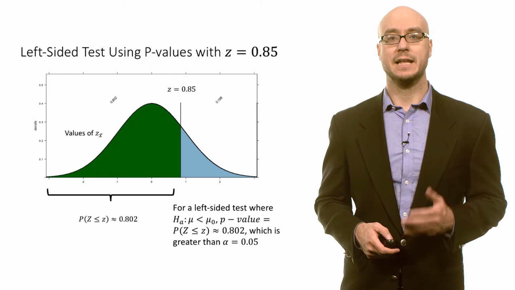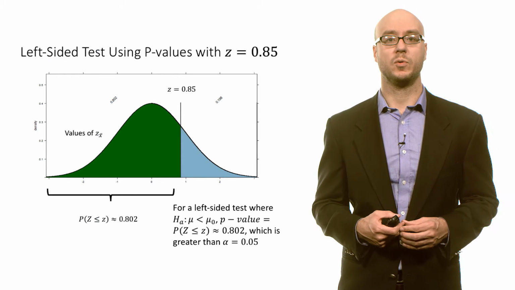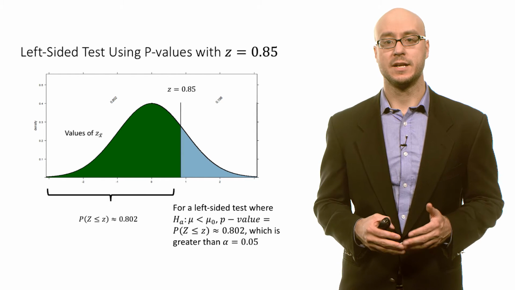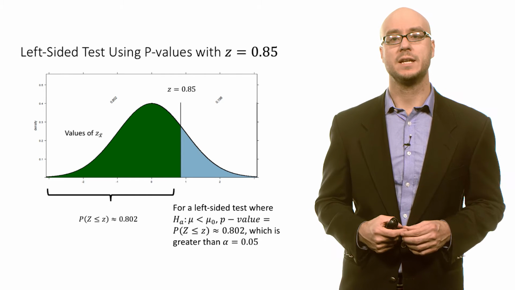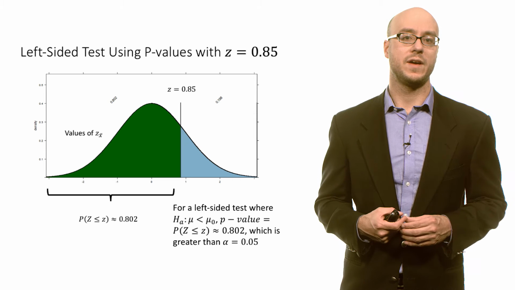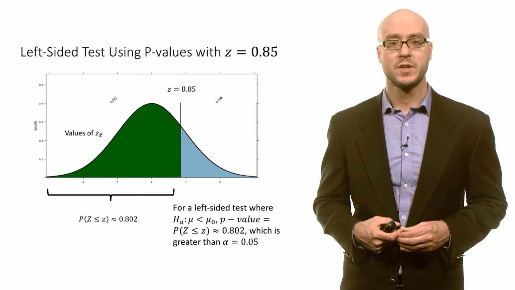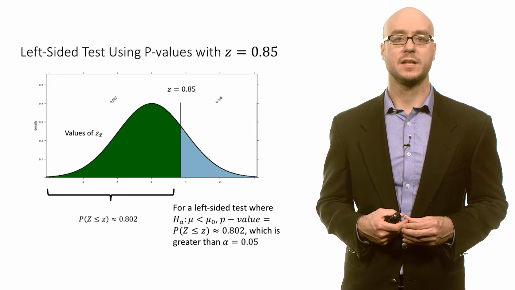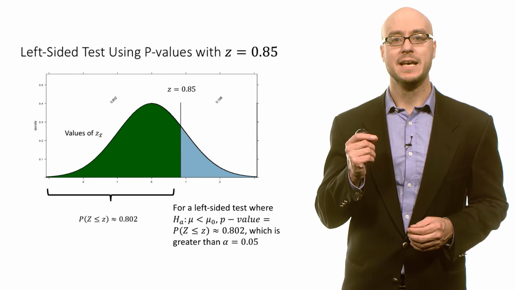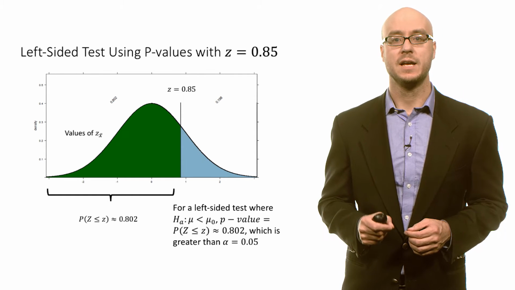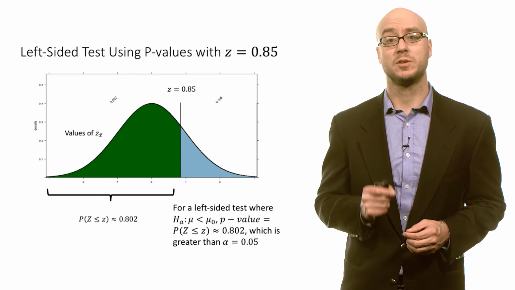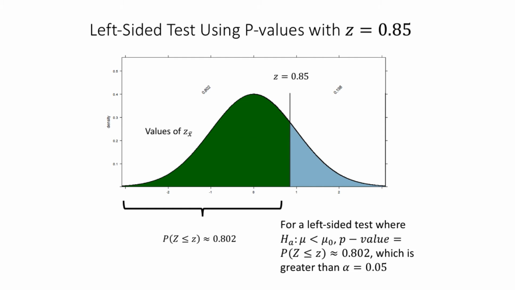We can also conduct a left-sided test using a z-test statistic of 0.85. For a left-sided test, right, for all of these tests, the null is the same, but for a left-sided test, the alternative is now that the population mean is less than the claimed value of the population mean under the null hypothesis. So for this kind of test, the p-value is the probability of obtaining a z-test statistic less than or equal to the one we obtained. So the one we obtained is 0.85, and the probability of obtaining a z-test statistic less than or equal to the one we obtained is that entire green region, which is equal to 0.802. The area under that curve for that green region is 0.802.